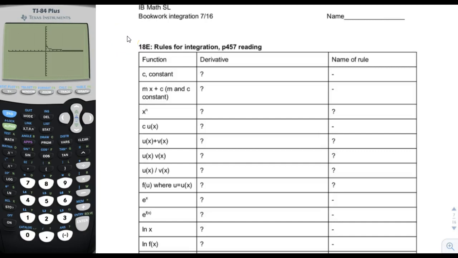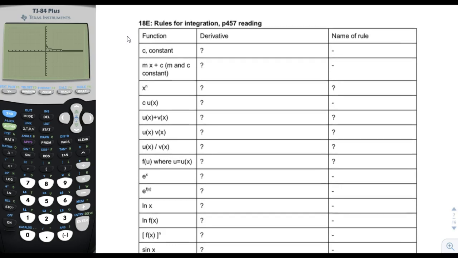Page 7 of integration. We're going to review first the different derivative rules that you know, because integrals are just the opposite of derivatives, so we're going to review derivatives. When you have a constant, like a number like 3, what's the derivative of that? 0. If you have a number times x plus c, what's the derivative of that? M, right? The mx becomes m and the c becomes 0.